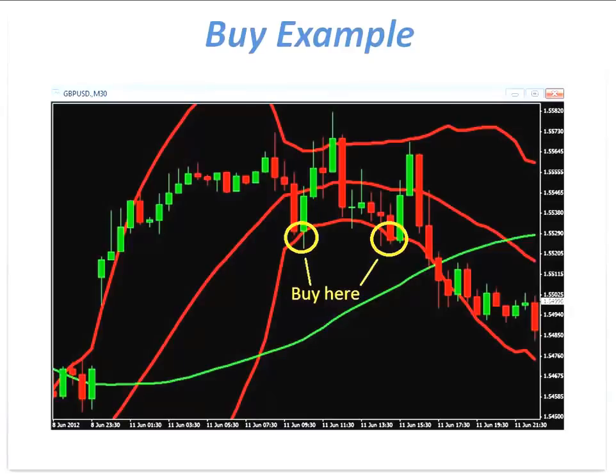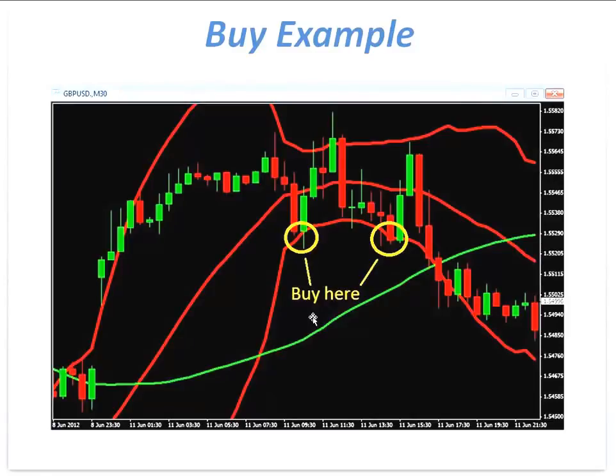So here's a chart of the pound dollar. It's a 30-minute chart. Over here where we have these two little circles, we see that the pound dollar had traded to the oversold levels on the Bollinger Band. So it was oversold, but the pound dollar is also above this green line here. The green line is a 50-period moving average. So we see we have this positive momentum. The trend was still high moving.